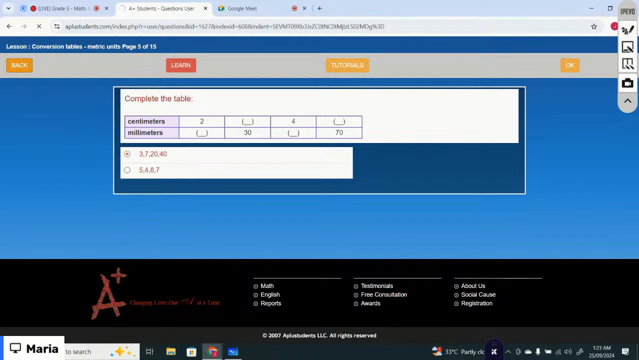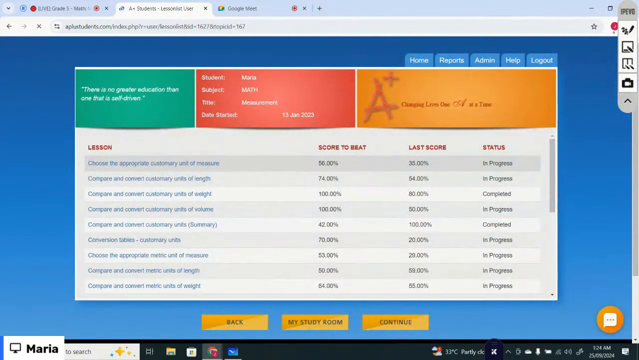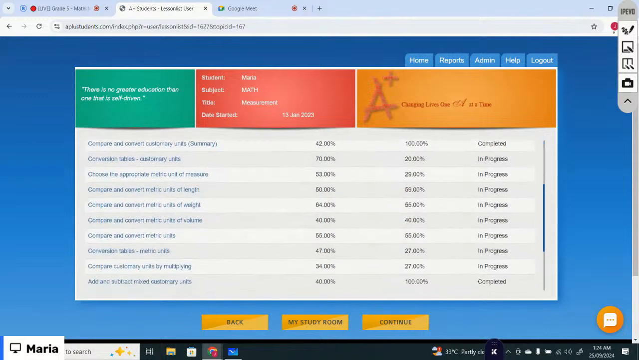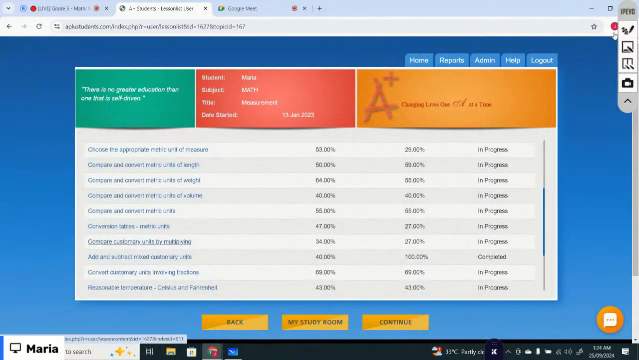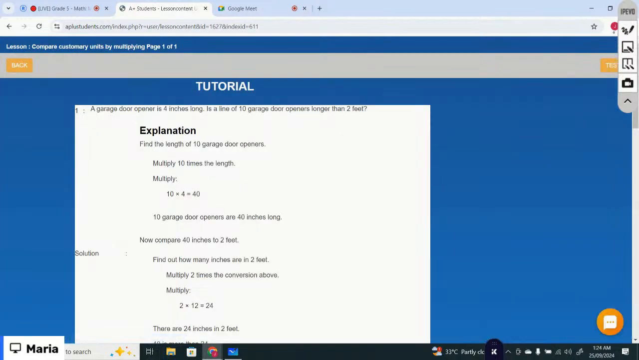So the next lesson is compare customary units by multiplying. Let's just start with the lesson. The first one is a garage door opener is 4 inches long. Is a line of 10 garage door openers longer than 2 feet?